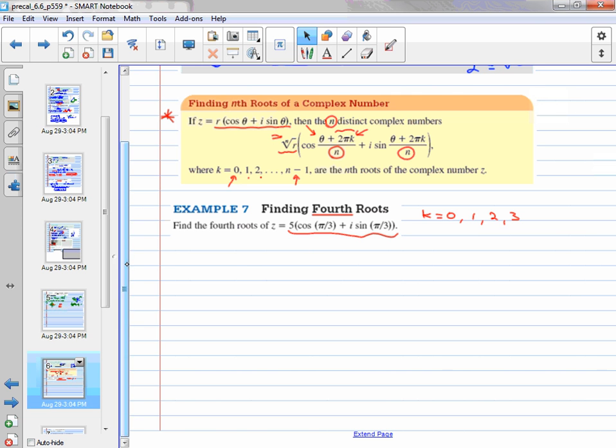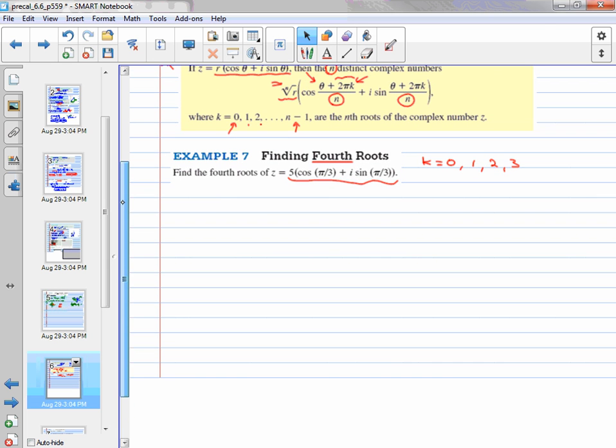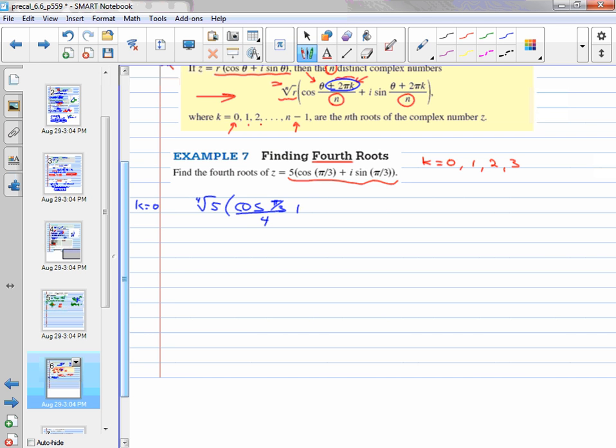Okay, let's try this out. Example number 7. We have our formula where I'm supposed to take the 4th root of 5. So that's where I start. Now k equals 0. The 4th root of 5. And then cosine of my angle, pi over 3, plus 0. I'm doing this. 2 times pi times 0 would just be 0. Divided by 4. Plus i sine of pi over 3 divided by 4.